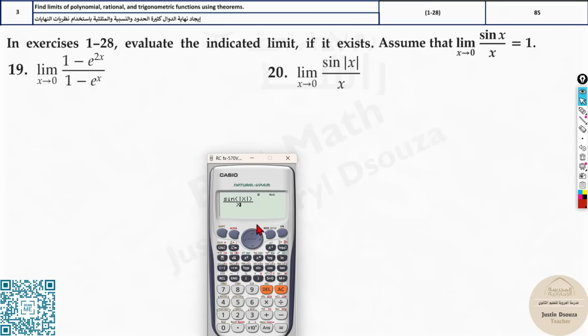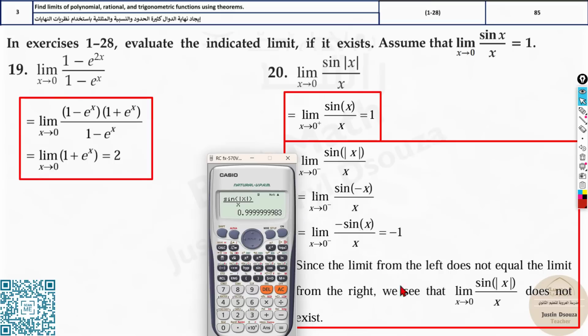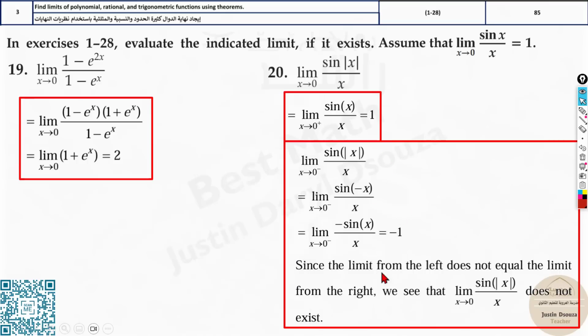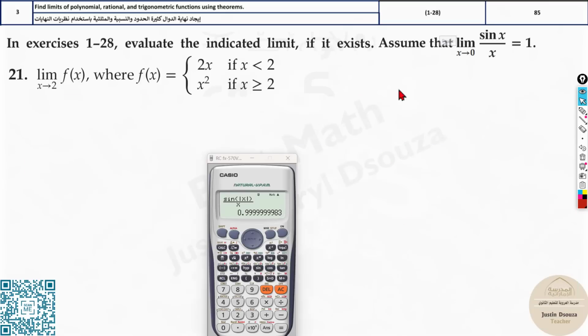And then over here, x. Calculate this at minus 0.001. What is the answer? It's minus 1. Let's calculate it at 0.0001 and it is 1. So these are the two answers. Oh, here it does not exist, sorry. Why? Because we got minus 1 and plus 1, so it does not exist. Similarly, do the other problems by yourselves.